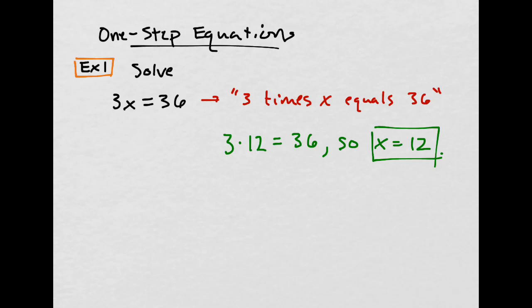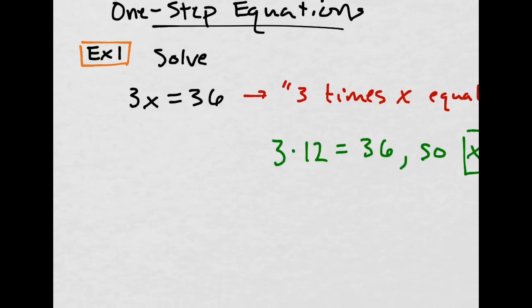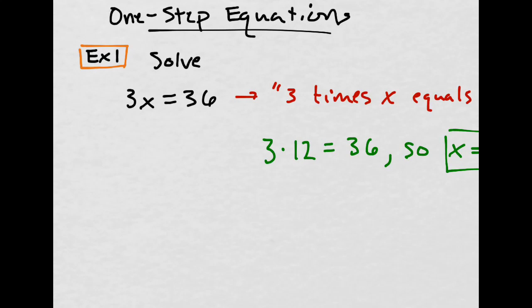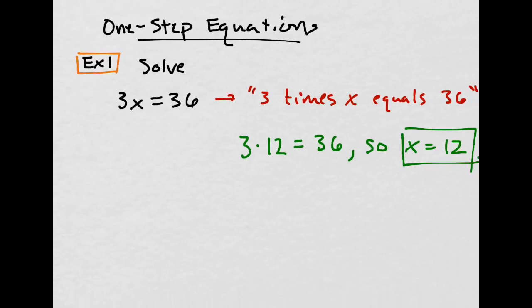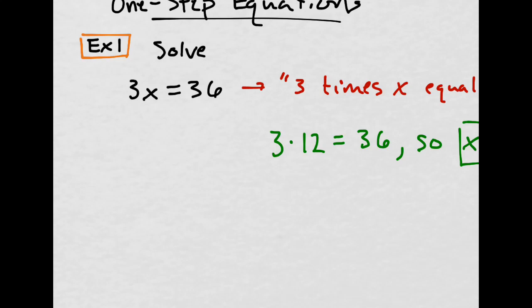But what if you didn't know that? There's another way to do it. If you don't know what 3 times what gives you 36, then what could you do? You could divide both sides by 3. You have to do it to both sides. Remember to keep the equation balanced. It's like a scale. You gotta keep it balanced.